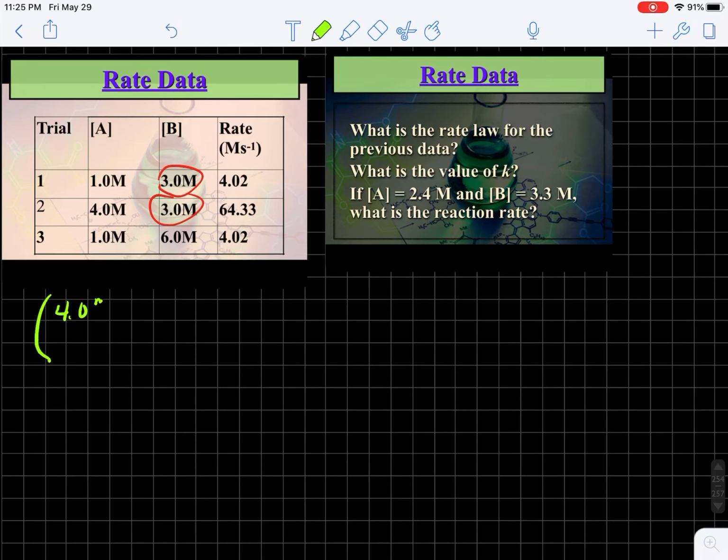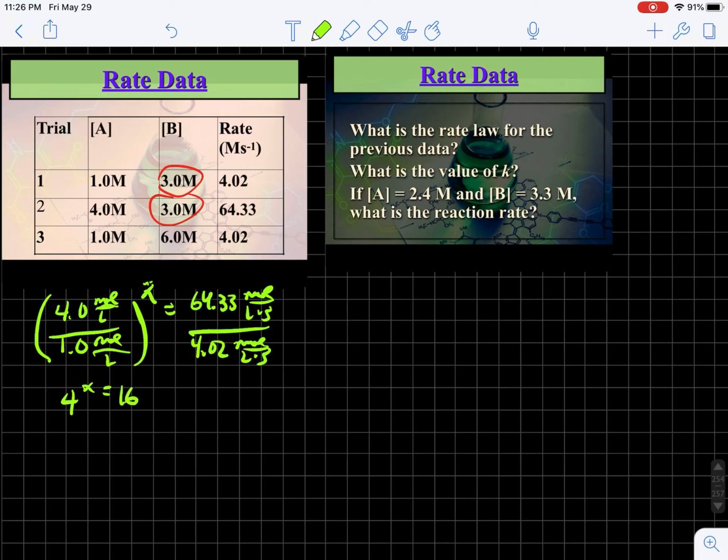We're going to do rate high for A over rate low, raised to the X is equal to rate high over rate low, and that gives me 4 to the X is equal to 16, so X is equal to 2. This is 4 squared equals 16, so this is second order with respect to A.